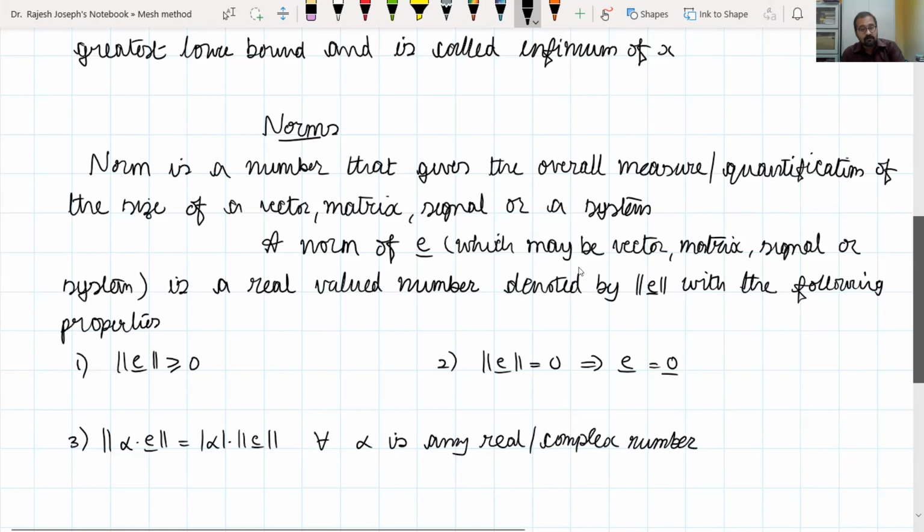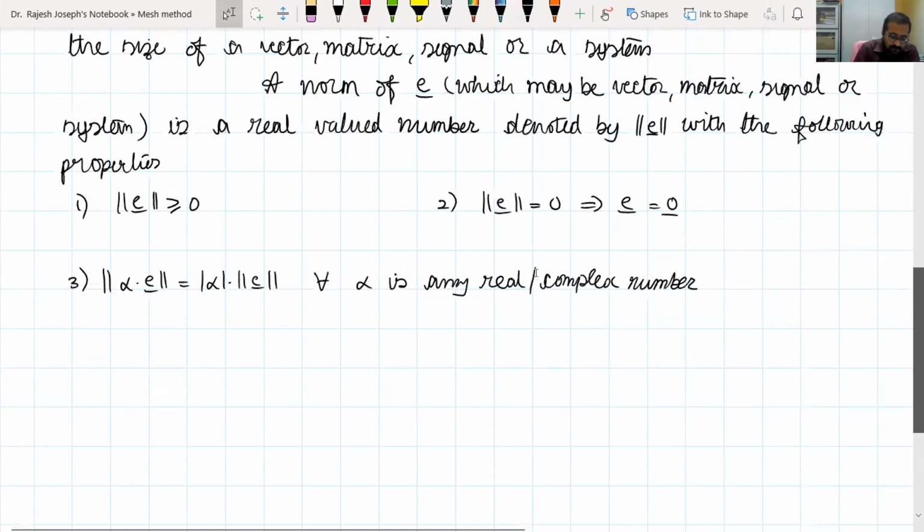Alpha may be real or alpha may be complex. If you want to take the norm of alpha times E bar, then it is equal to mod alpha into norm of E bar. Then fourth property: norm of E1 plus E2 will be less than or equal to norm of E1 plus norm of E2. So these are the four properties which a norm has to satisfy.